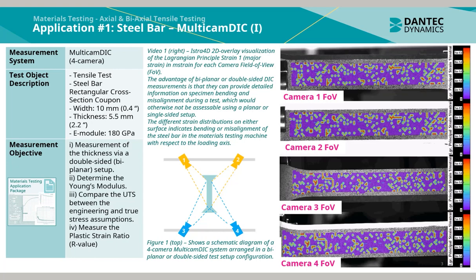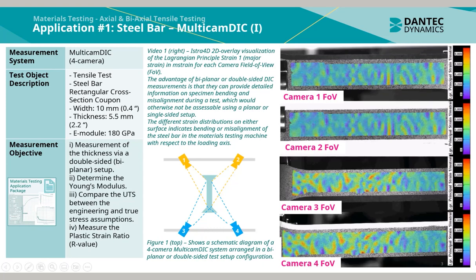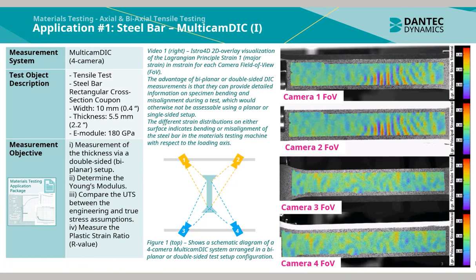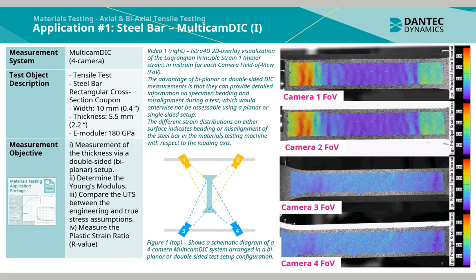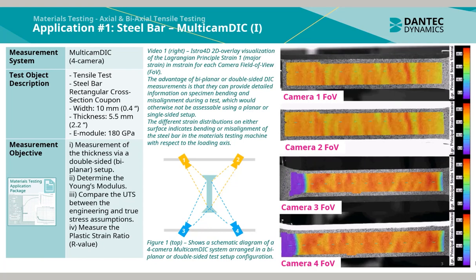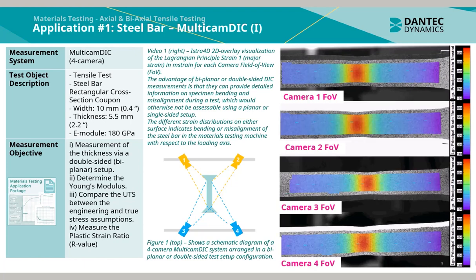The advantage of biplanar or double-sided DIC measurements is that they can provide detailed information on specimen bending and misalignment during a test, which would otherwise not be accessible using a planar or single-sided setup. The different strain distributions on either surface indicate bending or misalignment of the steel bar in the materials testing machine with respect to the loading axis. It can be seen in the video the increasing Lagrangian principal strain concentrates at the center of the specimen right up until fracture.